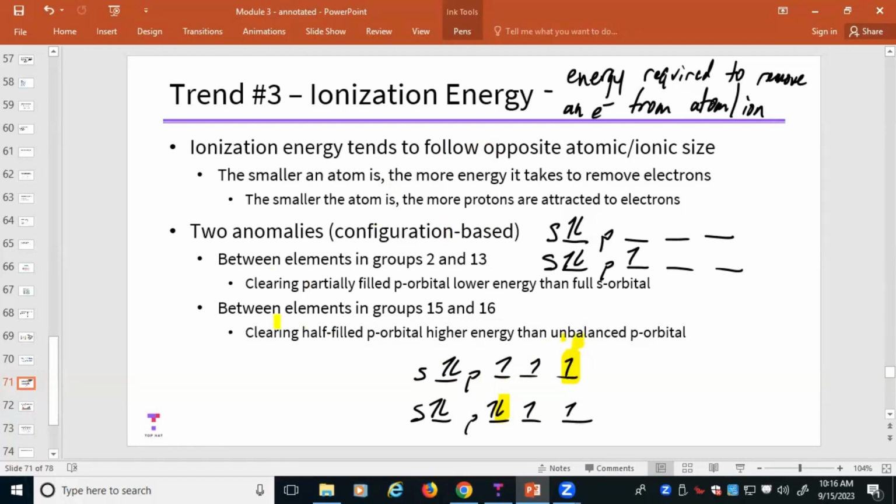For the most part, ionization energy is the flip, the inverse of atomic size. But there are a couple of exceptions here, and they're all related to the filling or unfilling of that p sublevel.